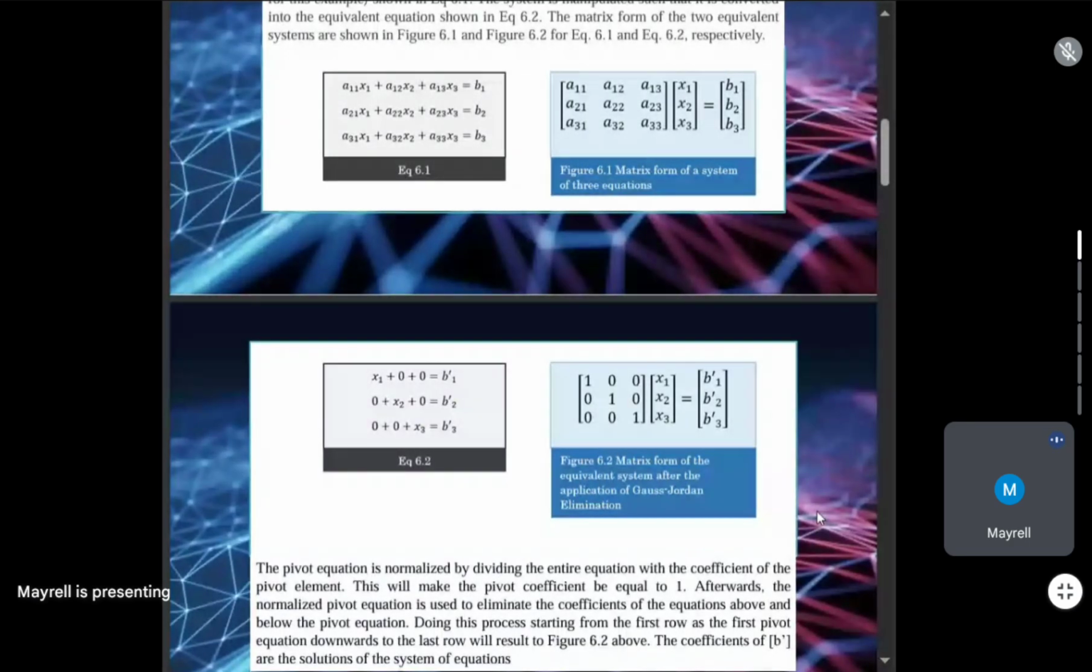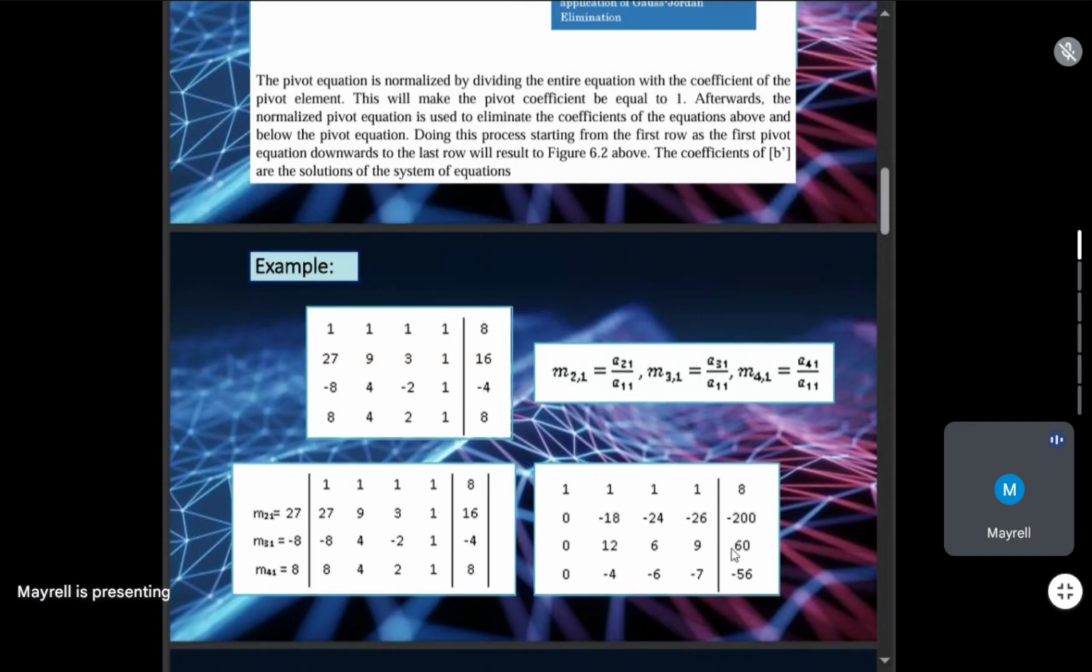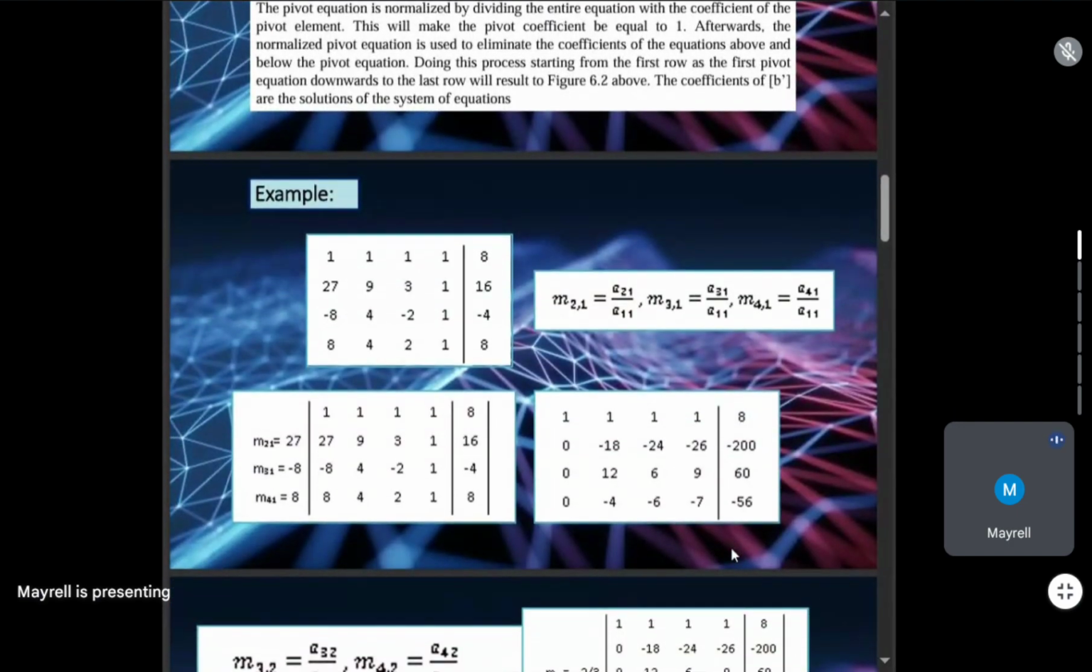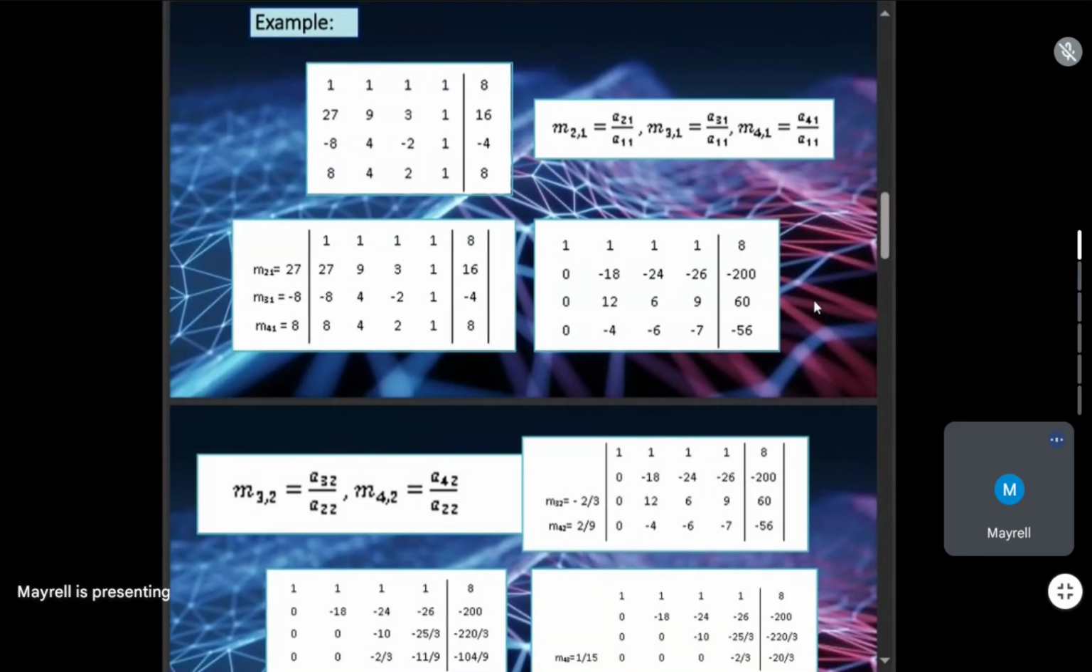So we will have an example of how to solve systems of equations using the Gauss Jordan elimination method. For this example, we have four equations, and here is its matrix form. So we have a 4 by 4 matrix: four equations and four unknowns, and the constants on this side.